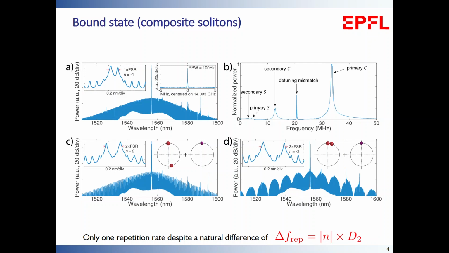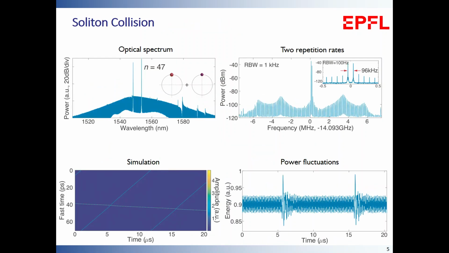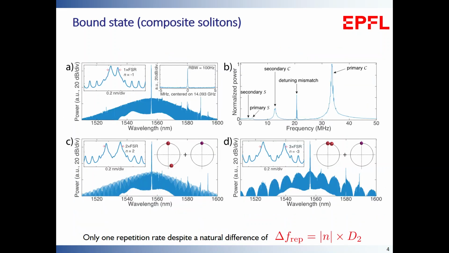But now the question is, are they bound states, like I said, traveling with the same group velocity, or maybe they do not bind together and will keep colliding into each other. So what we did here is we measured the repetition rate of this comb, and we found there's only one repetition rate, meaning that the first soliton comb and the second soliton comb do share the same repetition rate, which means they do exactly form a bound state.